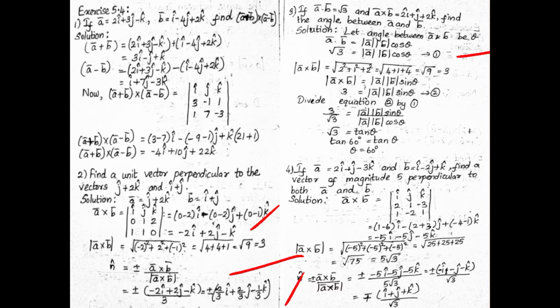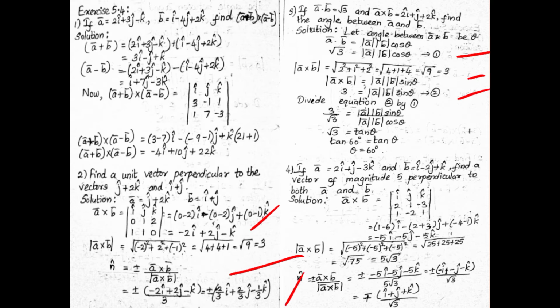Then magnitude of a vector cross b vector is equal to square root of 2 square plus 1 square plus 2 square, that is equal to square root of 4 plus 1 plus 4, that is square root of 9, which is equal to 3. Magnitude of a vector cross b is equal to magnitude of a into magnitude of b into sin theta. Therefore, 3 is equal to magnitude of a into magnitude of b sin theta.